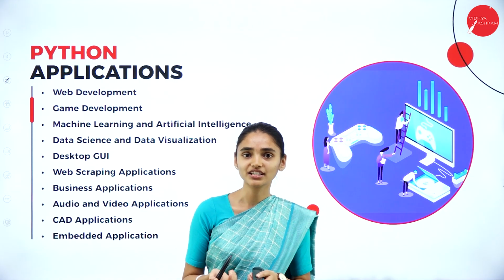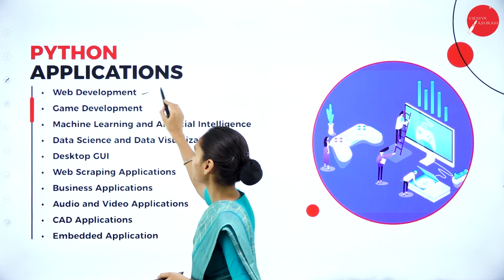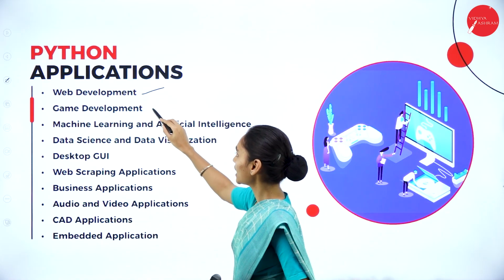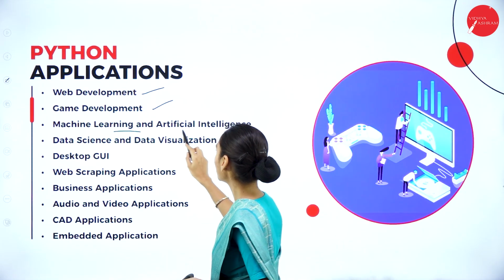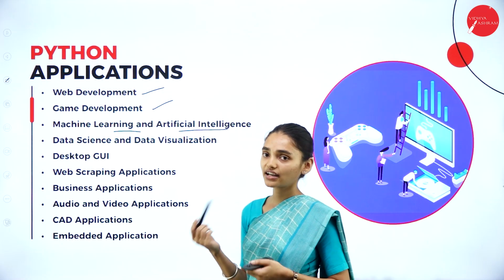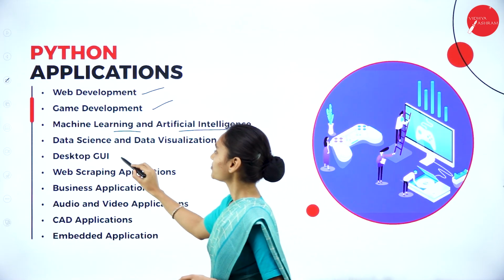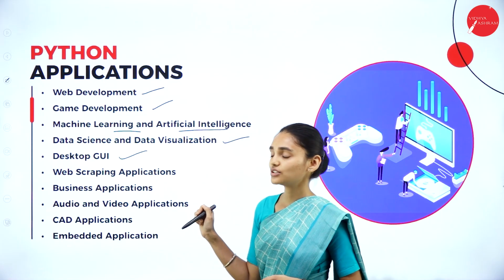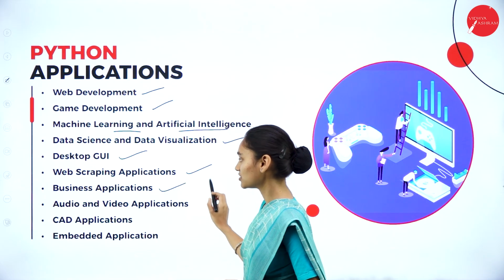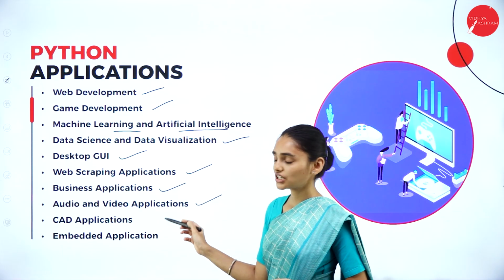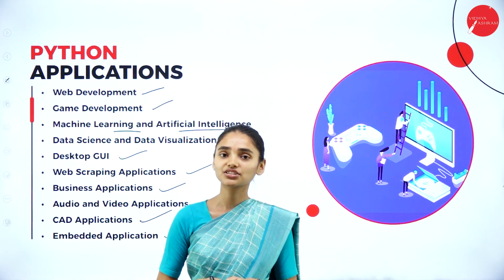Next is Python applications. Where will we use Python most often? First is web development, then game development. For gaming development, we use ML and AI, that is machine learning and artificial intelligence, data science and data visualization, desktop GUI, that is graphical user interface, web scraping applications, business applications, audio and video applications, CAD applications, embedded applications. So these are all the applications we use.